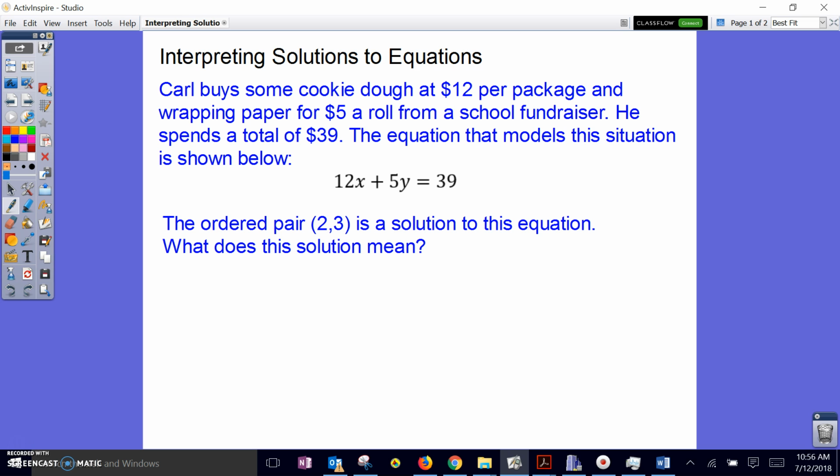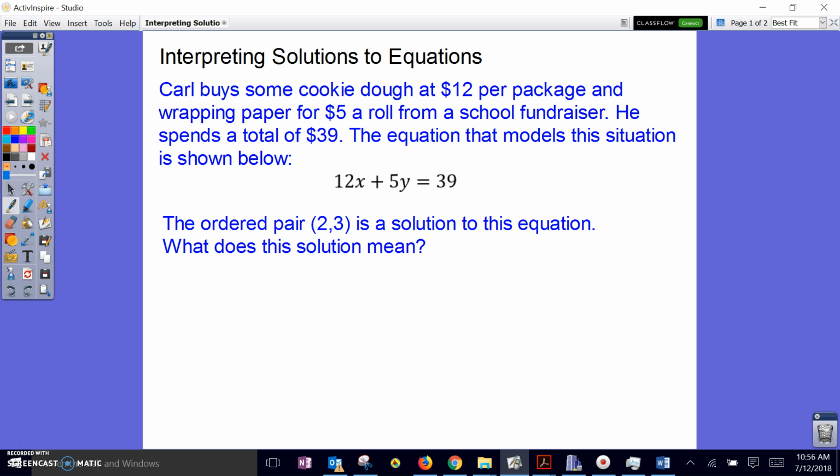It says Carl buys some cookie dough at $12 per package and wrapping paper for $5 a roll from a school fundraiser. He spends a total of $39. The equation that models this situation is shown below: 12x plus 5y equals 39. The ordered pair (2, 3) is a solution to this equation. What does this solution mean?